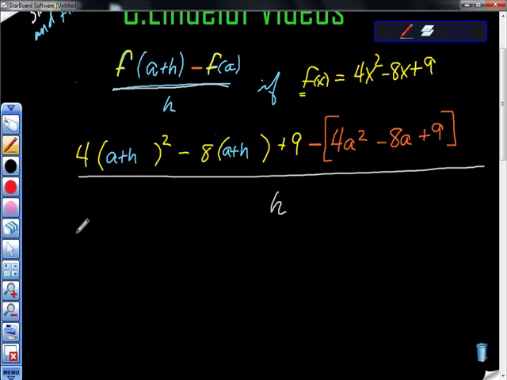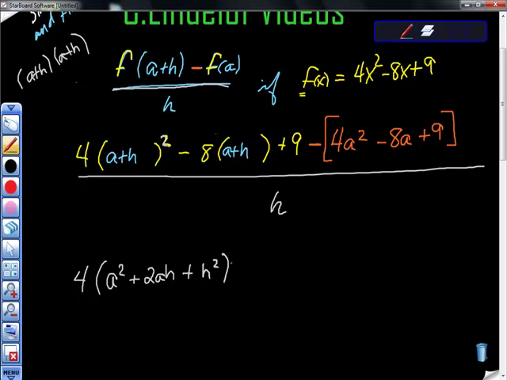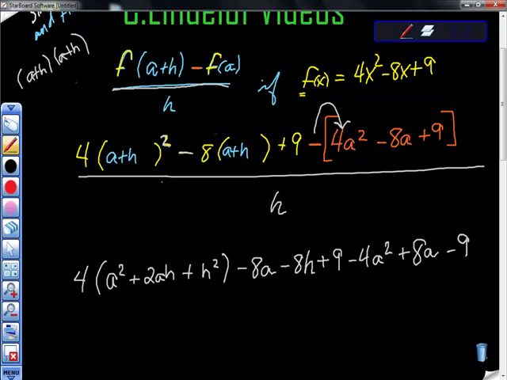The first thing I'm going to do is start cleaning this up. I'm going to say this is my 4, and a plus h squared would mean a plus h times a plus h. And if you FOIL that out, you would get a squared plus 2ah plus h squared, right? And if you multiply this negative 8 right here times a, you'd get negative 8a. Negative 8 times positive h is negative 8h, isn't it? This 9 is this one. Now I have to distribute this negative sign to here, so I get negative 4a squared. Negative times a negative is positive 8a. Negative times a positive is a negative 9. Solidus for solidus. h is h. Yes, it looks like crap, I get it.